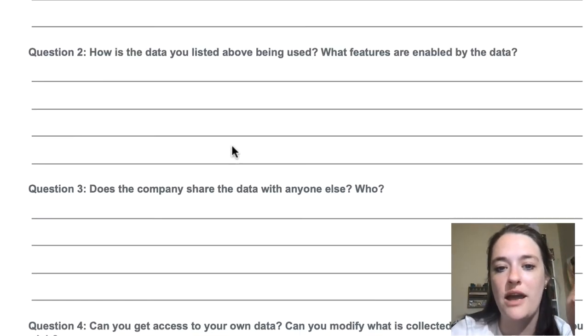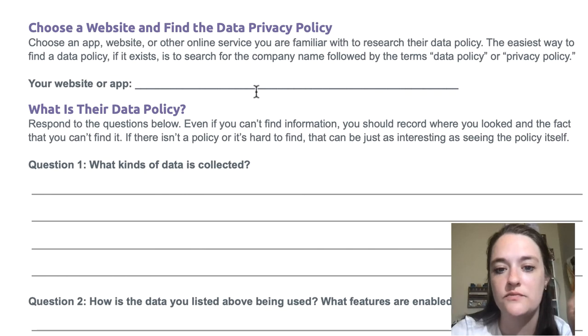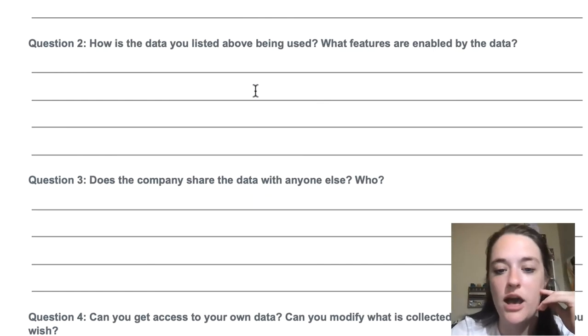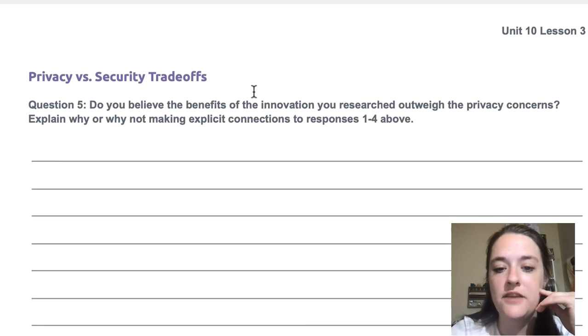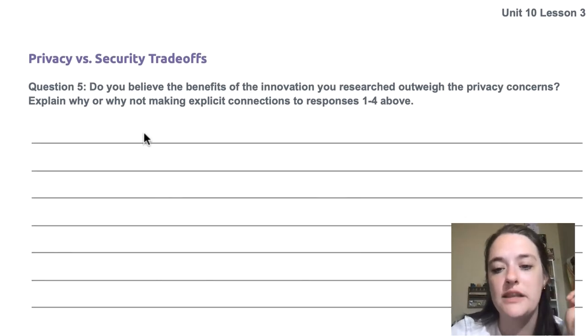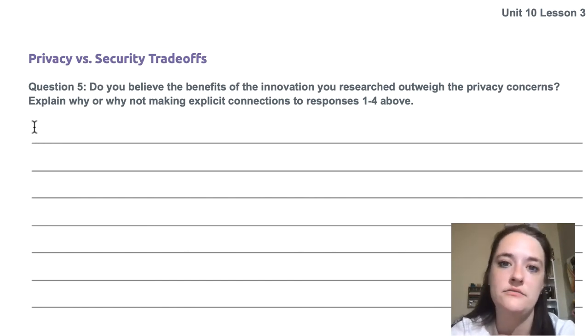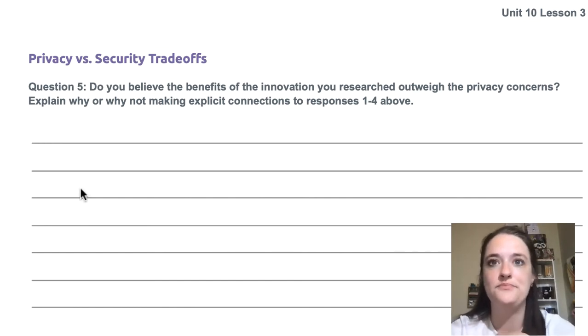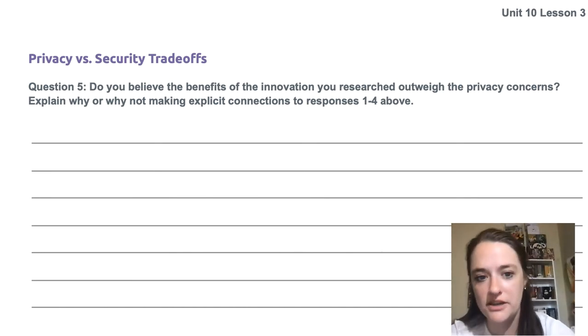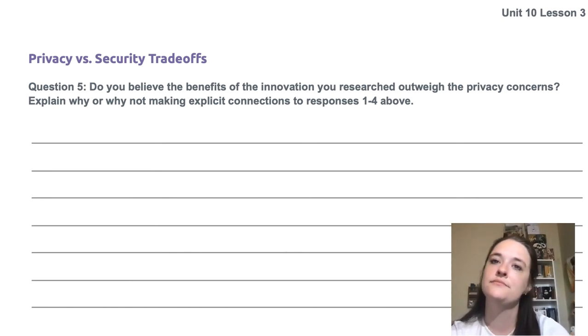So you're going back up to the website that you chose. If it was Snapchat or Instagram or PayPal or whatever, that's the innovation that you researched. Do you believe the benefits of that service outweigh the privacy concerns? And then explain why or why not, and put at least 3 sentences here. Pause the video here so you can go ahead and do this.